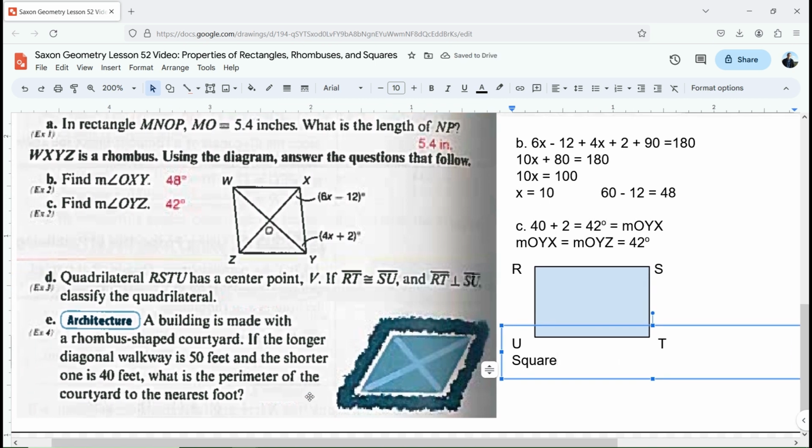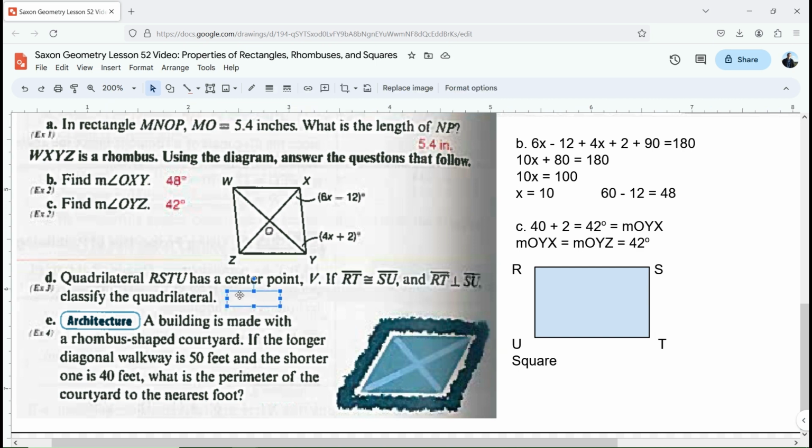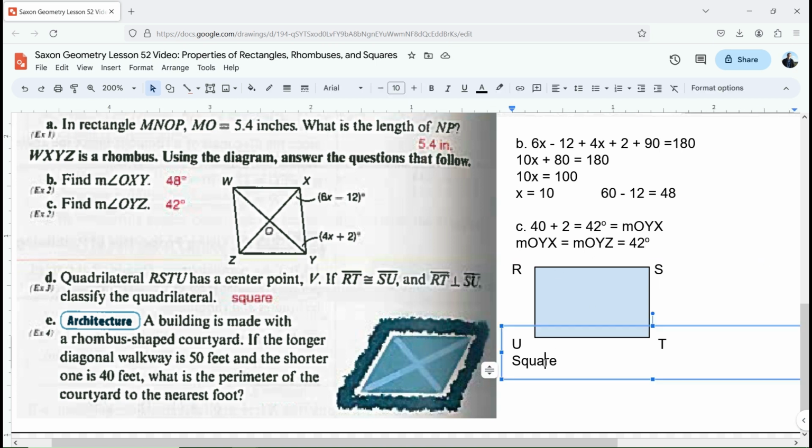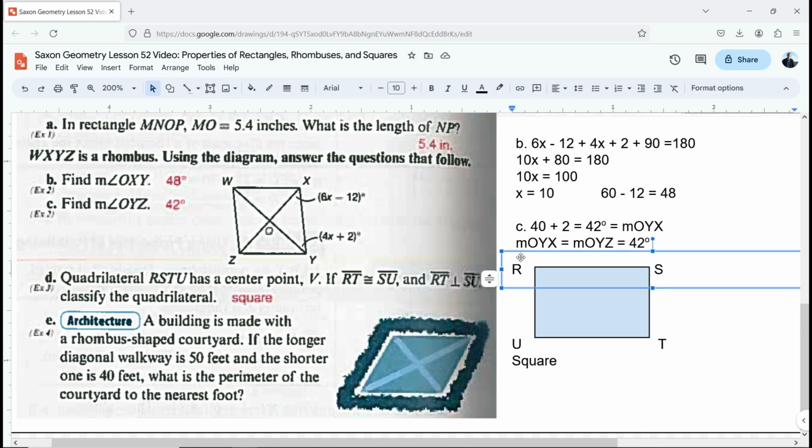And lastly, a building is made with a rhombus-shaped courtyard. If the longer diagonal walkway is 50 feet and the shorter one is 40 feet, what is the perimeter of the courtyard to the nearest foot? Okay, so let's just think about this one. I'm just going to put some lengths on top of here.